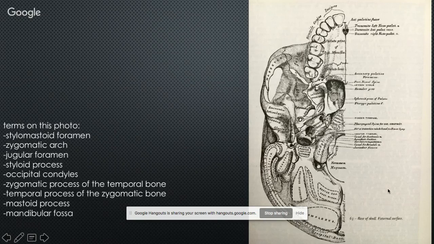It can seem overwhelming, but if you just take some time, spend a little bit to just memorize. I like to do top to bottom for the holes, so I always list them in the same order so that I know which one comes first. There's the rotundum, ovale, spinosum, and then the stylomastoid down here.